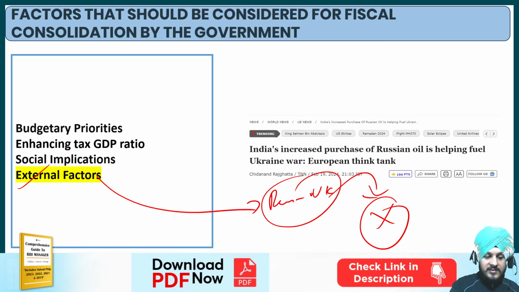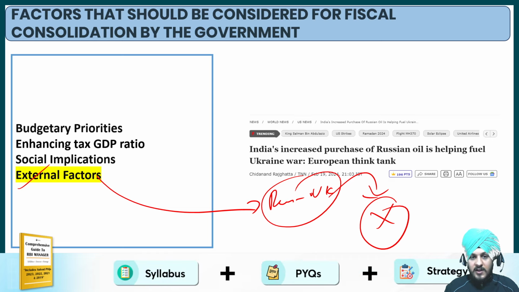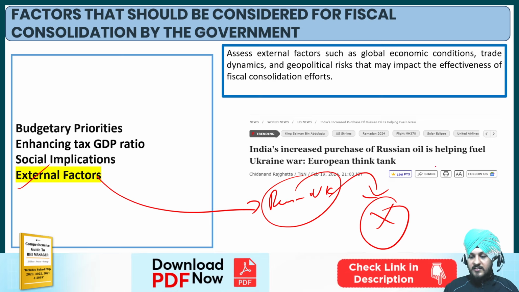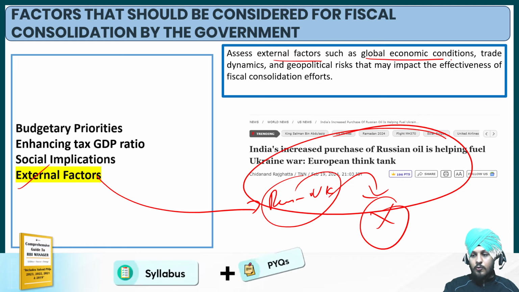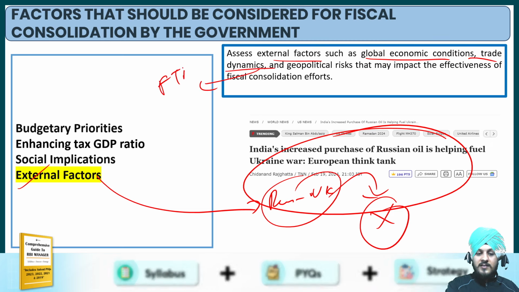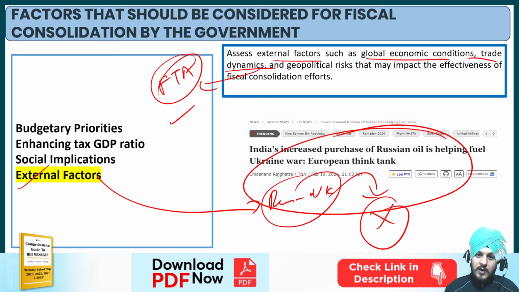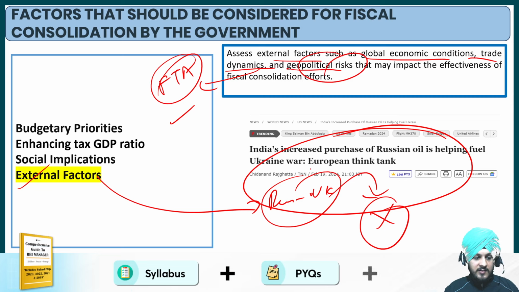So that's how the external factors also affect the fiscal deficit. So government should also consider the external factors in order to move towards the direction of fiscal consolidation to strengthen the economy. So you can write this example in your answers. So as you can see, assess external factors such as global economic conditions, then the trade dynamics such as the free trade agreements and the trade pacts that the government signs. All these things should be considered as a part of fiscal consolidation. Then the geopolitical risks. So these points you can write.